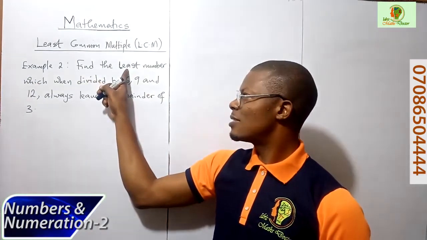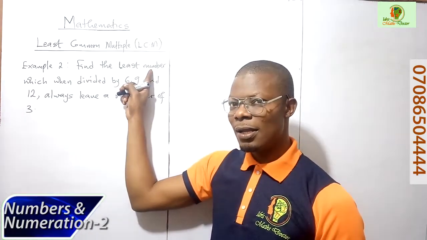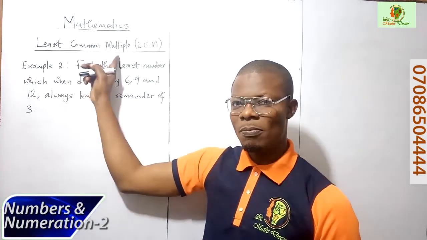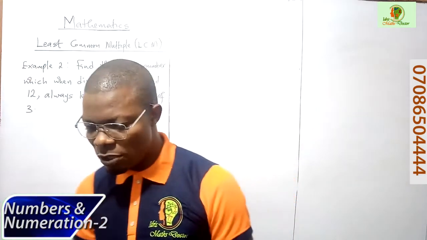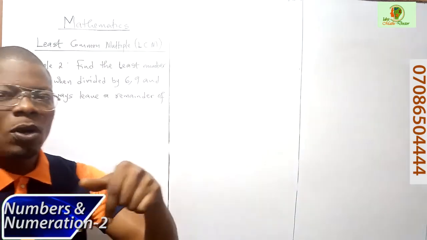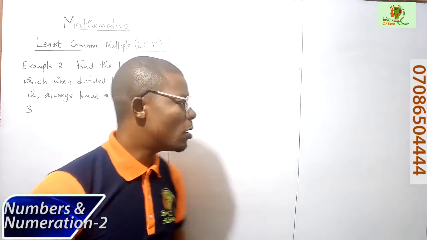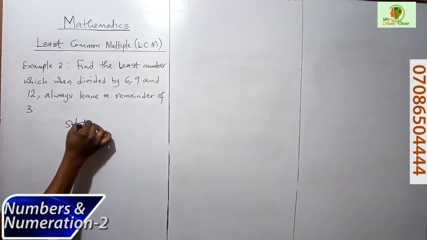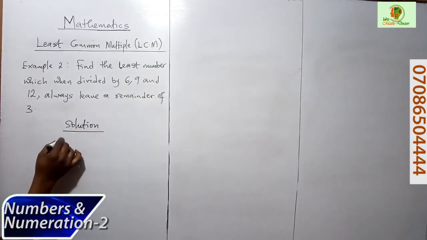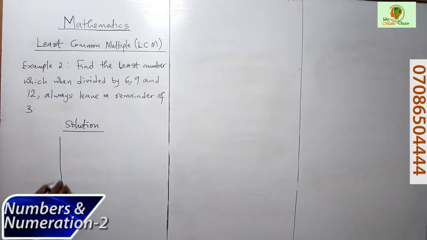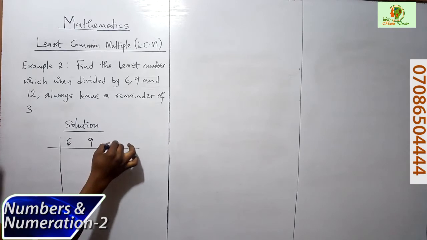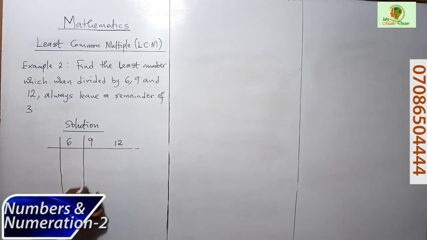Find the least number. And what are we talking about here? Least common multiple. So what we are going to do here is to first find the LCM of the three numbers. That is the LCM of 6, 9, and 12. Let's find the LCM quickly.